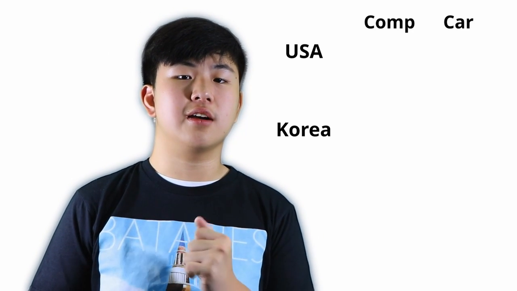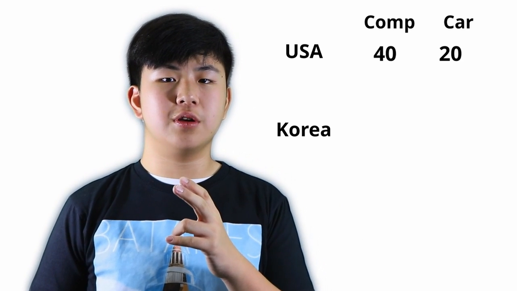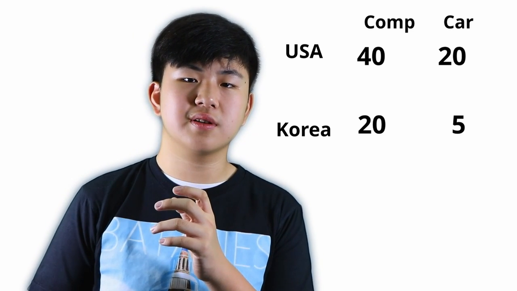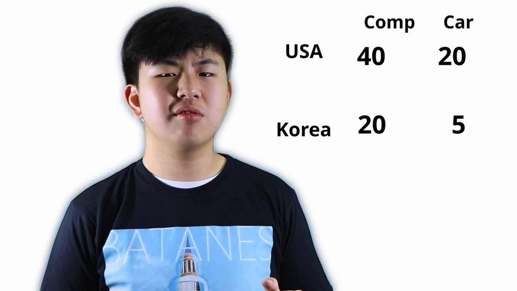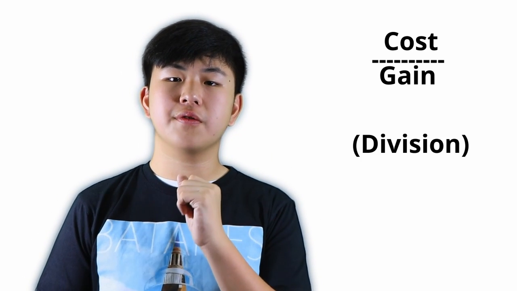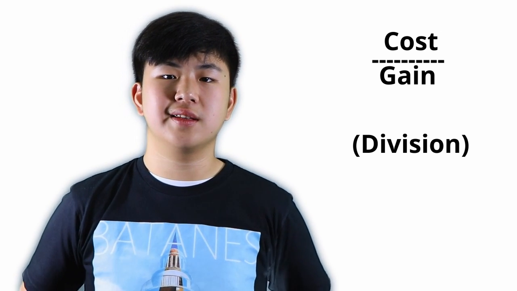So let's make an example here. Let's say the US and Korea when it comes to computers and cars. Now, in the US case, they can produce 40 computers and 20 cars. And in Korea's case, they can produce 20 computers and 5 cars. Now, if you have noticed, the US and Korea both make computers and cars, but they create them at much different numbers. So what we should do is use the formula cost over gain to find out the opportunity cost.